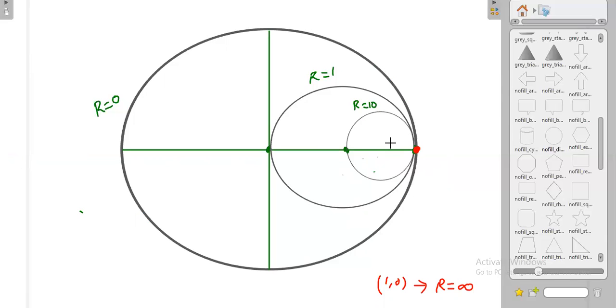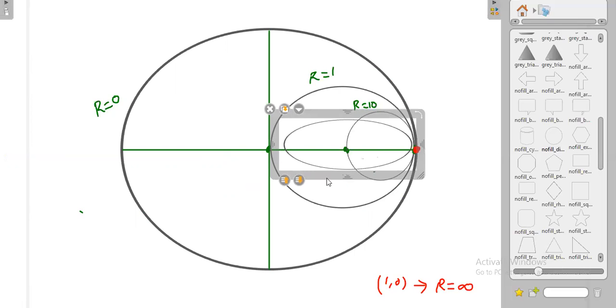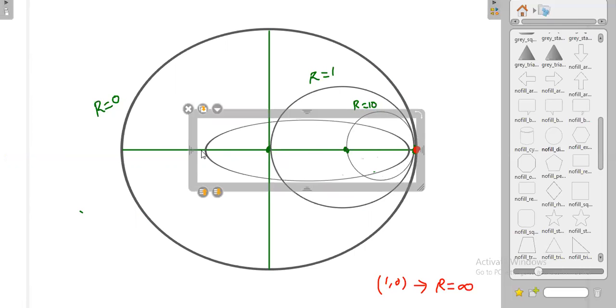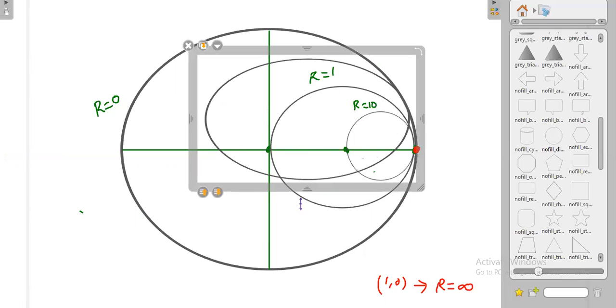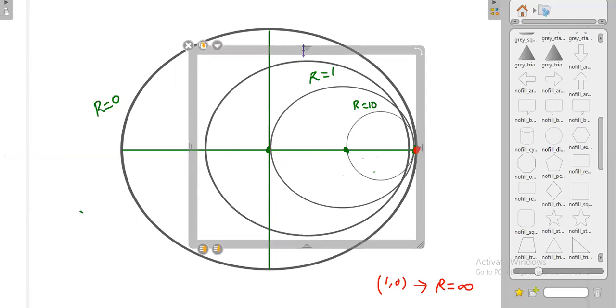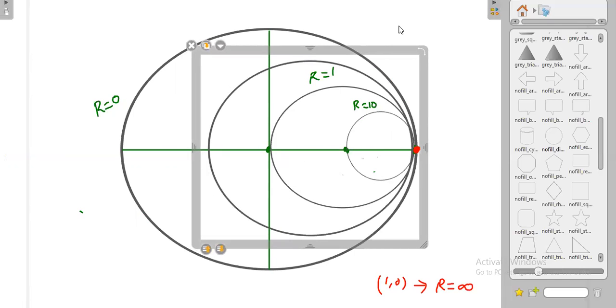Now what will happen if r is equal to 0.5? Then that doubt arises. If r is equal to 0.5, then it goes like this. So when r is equal to 0.5, the center point will be something like this, and the circle will come something like this.